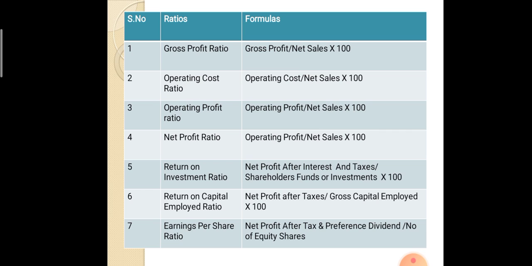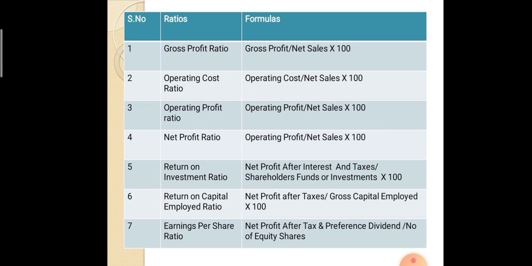So here capital employed is equal to equity share capital plus preference share capital plus undistributed profits plus reserves plus long-term loans and debtors minus fixed assets minus non-operating assets. So the return on capital employed is equal to net profit after tax divided by gross capital employed into 100.